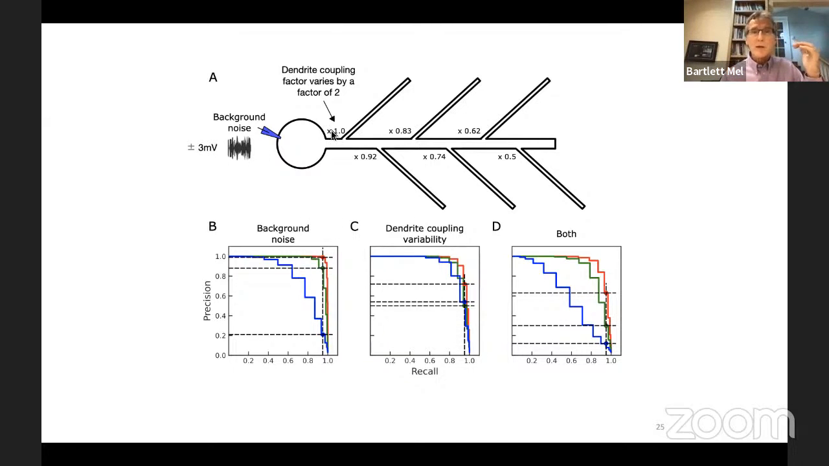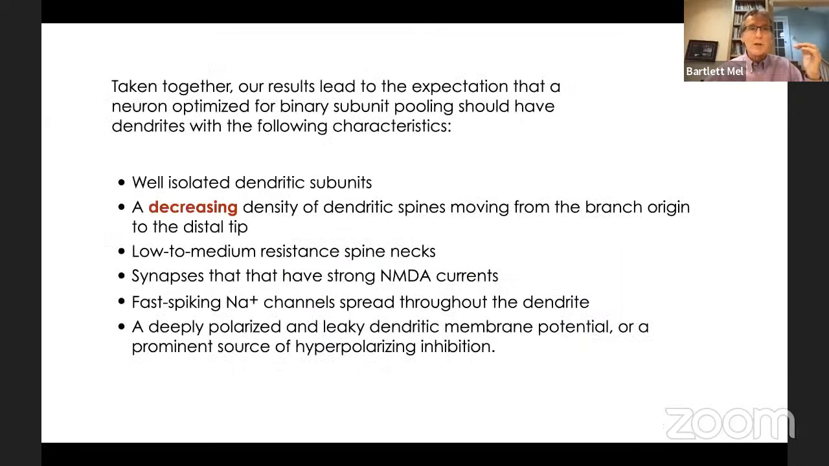And we also pointed out that different dendrites have different scaling factors. Like this far away dendrite might only have a scaling factor of 0.5, and this one might have a factor of 0.1. So depending on which dendrite fires or doesn't fire, it introduces another kind of nuisance factor. And we called that dendrite coupling variability. But when we applied both of these realistic forms of noise, it lowered the precision at 95% recall for all of the densities, but the decreasing spine density profile was still superior to the others. So that was the constant that we saw in all of the experiments that we did.